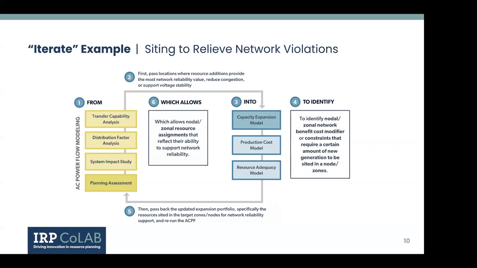We can pass back that portfolio to the transmission planning model and then take another look. Are these violations now mitigated? Are there new violations perhaps resulting from this portfolio? And we can continue to iterate accordingly. Ultimately, in the center here, this allows us to perform nodal or zonal assignments of specific generation resources that reflect their ability to support network reliability.